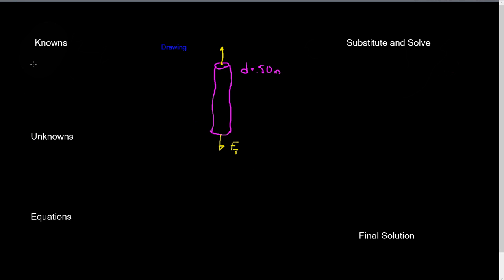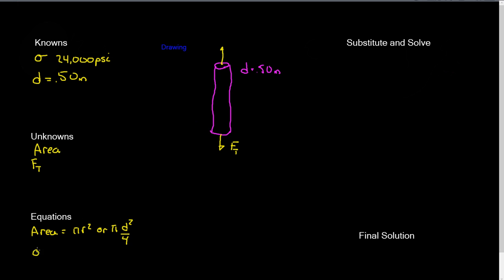So what do I know about this? I know that my stress on the rod here is 24,000 psi maximum. I also know that the diameter that I was given of the rod equals 0.50 inches. My unknowns are my area, and I also don't know what that force of tension, that tension load, is. But I do know a few equations. The area from my formula sheet of a circle equals pi r squared, or pi d squared divided by 4. I also know that sigma is calculated as a force divided by an area.